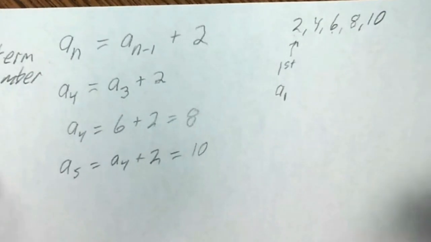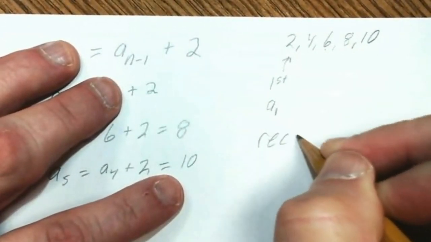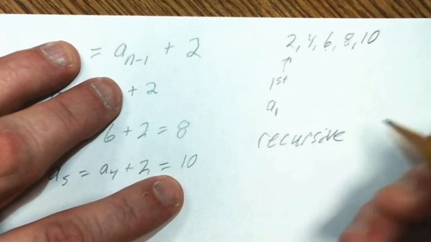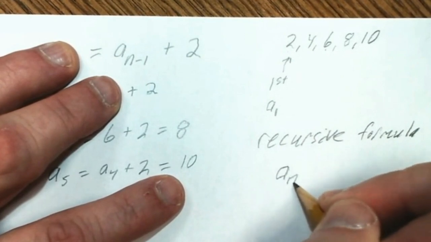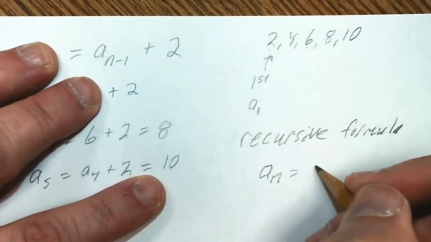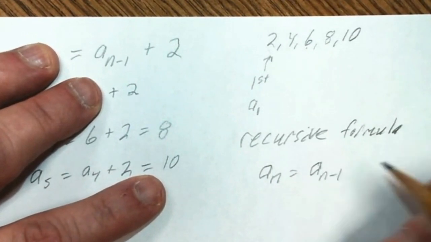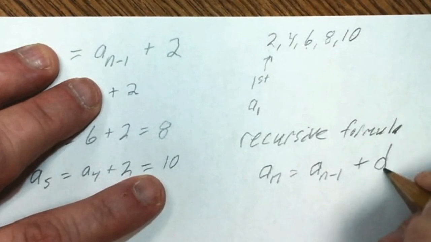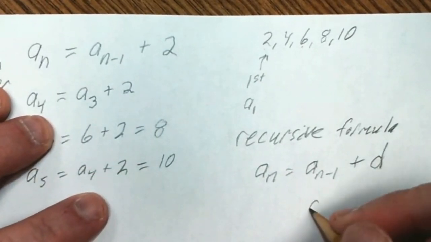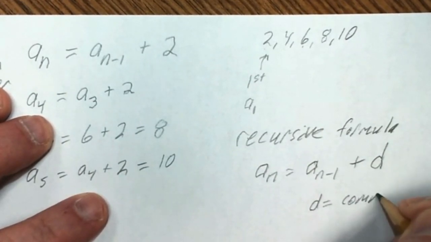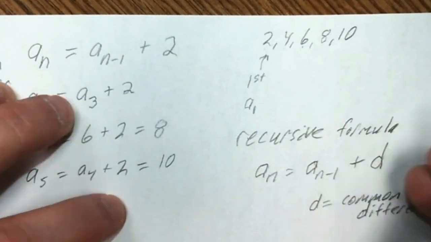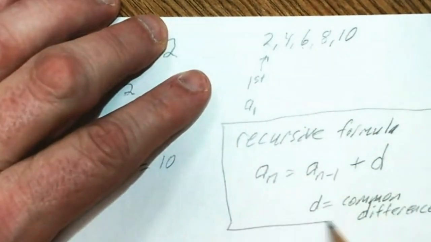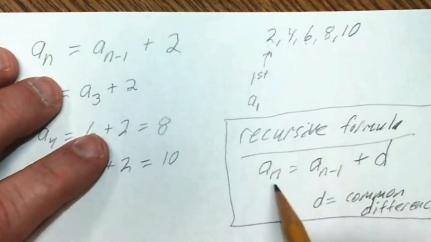So here's our recursive formula. If we want to find any term in the sequence, all we have to do is take the term in front of it and add the common difference. d is the common difference. So there's our first formula.